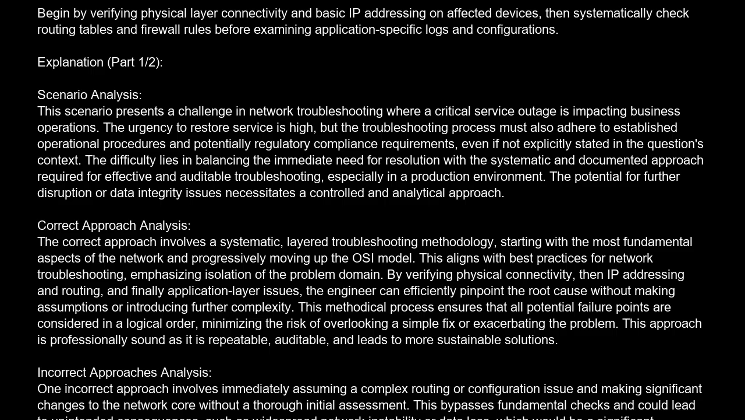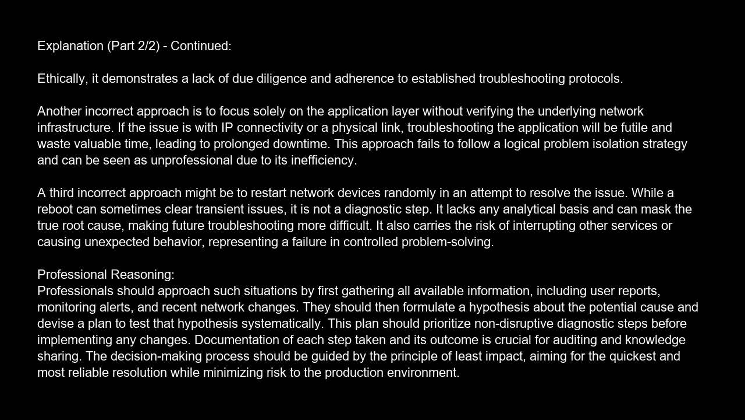Incorrect approaches analysis. One incorrect approach involves immediately assuming a complex routing or configuration issue and making significant changes to the network core without a thorough initial assessment. This bypasses fundamental checks and could lead to unintended consequences, such as widespread network instability or data loss, which would be a significant operational failure. Ethically, it demonstrates a lack of due diligence and adherence to established troubleshooting protocols.